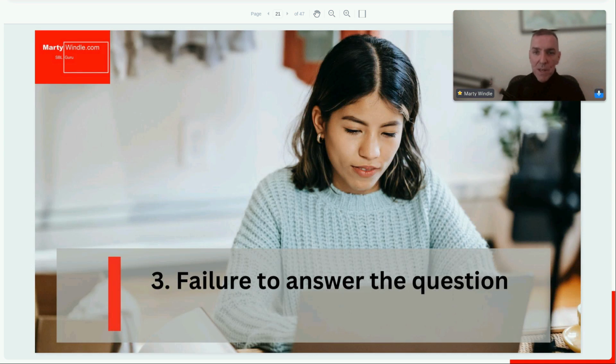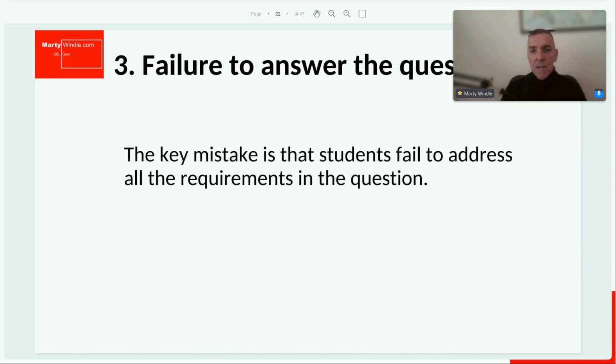Failure to answer the question. It seems very obvious that we've got questions in the exam and people fail to answer them. So the key mistake is they fail to address all the requirements of the question. Sometimes the question is quite long and difficult. So missing out those requirements is a common reason why students fail the examination. They don't get every single requirement.